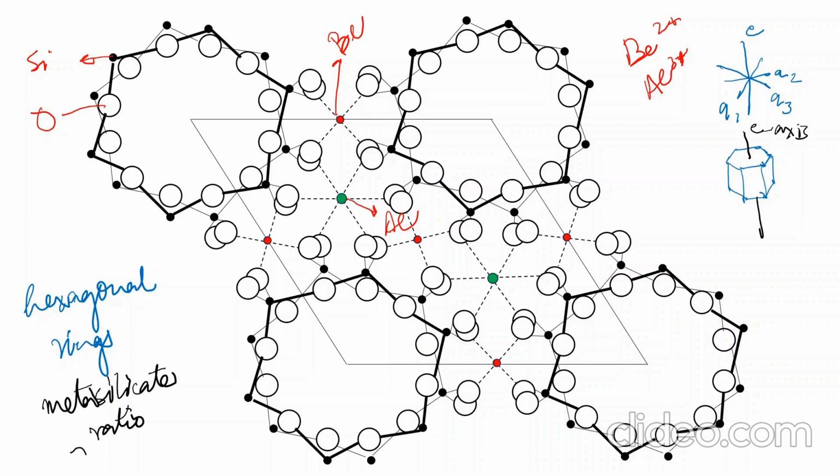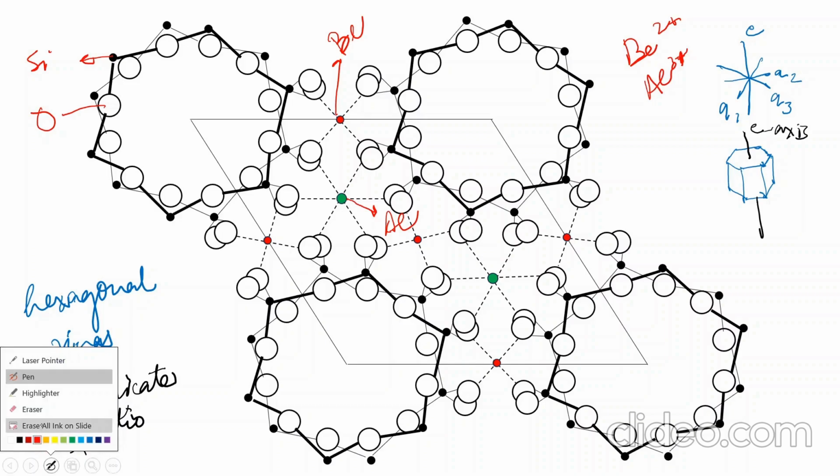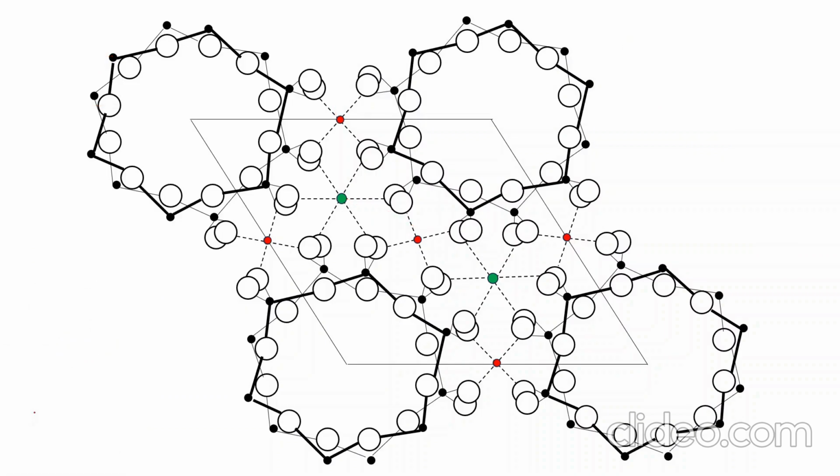So if you look closely at this structure, let me just clean it for you. Now, if you see here carefully, then you can find that between the rings, one ring is this, the other one is this one, which I have just put two red dots. Between those rings, you can find the beryllium and the aluminum ions.